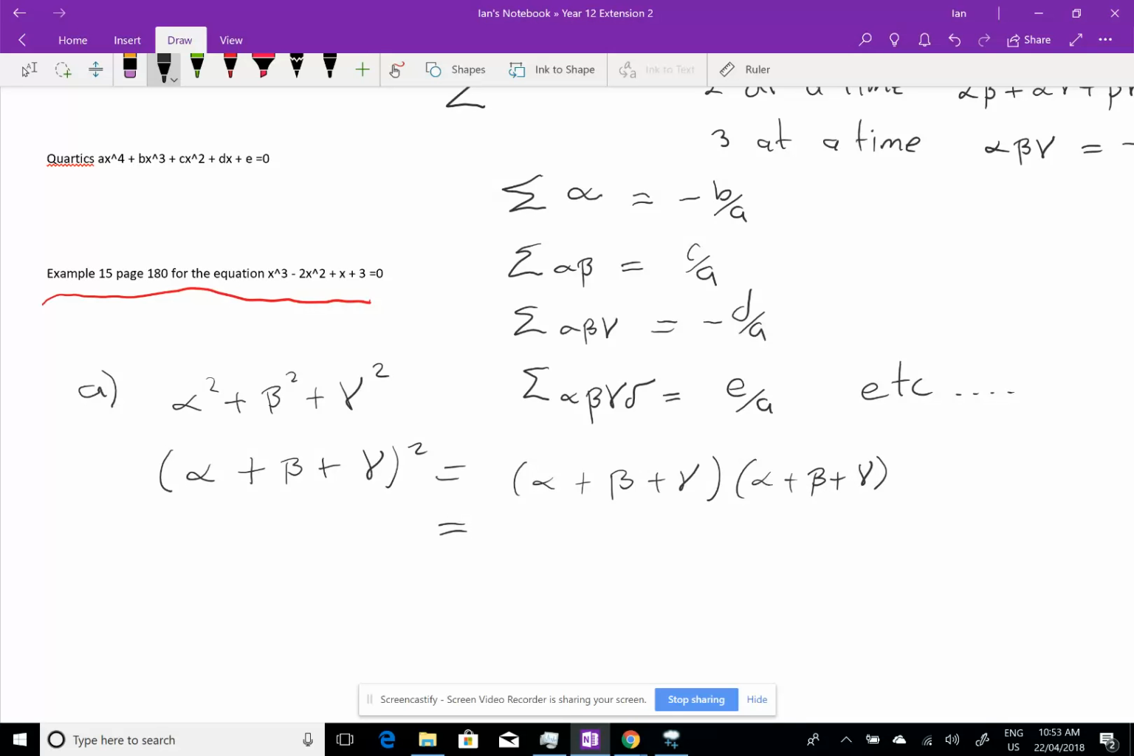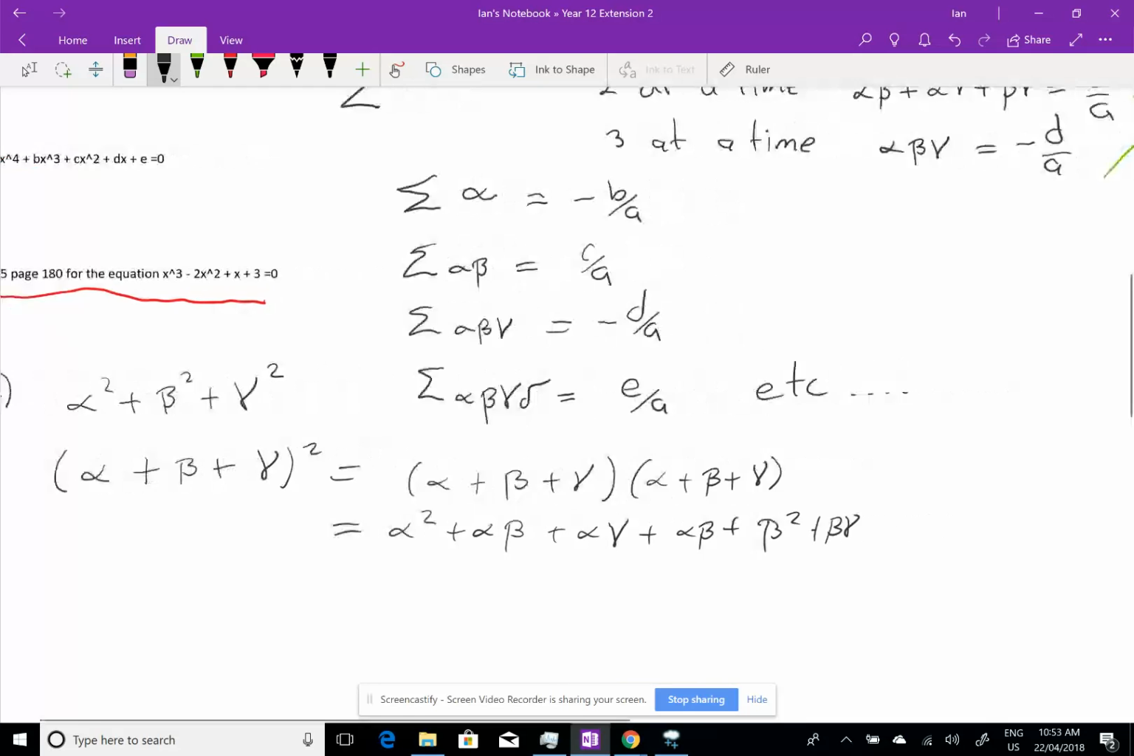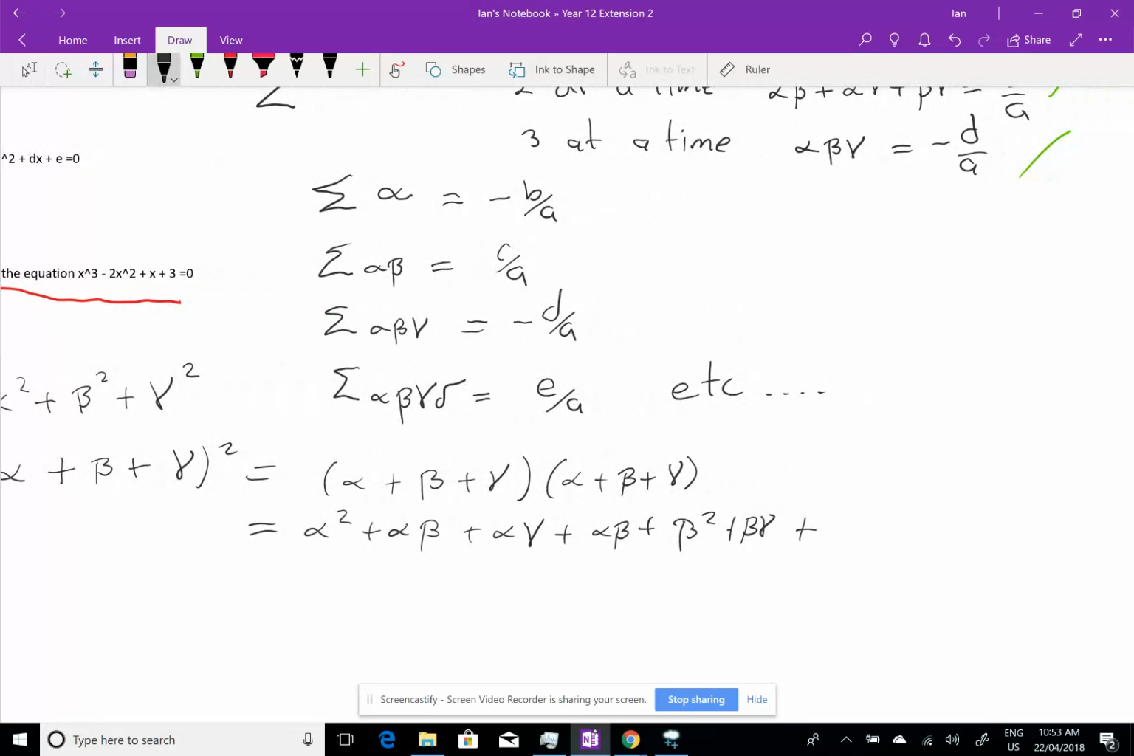Now 3 times 3, I'm going to get 9 things. So I'm going to get alpha squared plus alpha beta plus alpha gamma plus alpha beta plus beta squared plus beta gamma plus alpha gamma plus beta gamma plus gamma squared. 1, 2, 3, 4, 5, 6, 7, 8, 9.